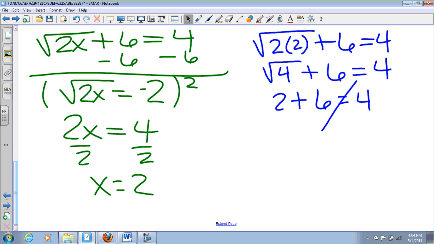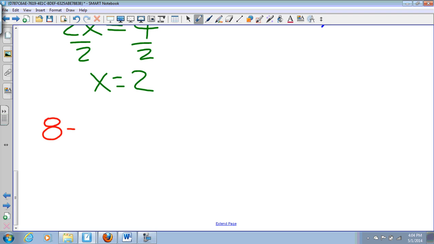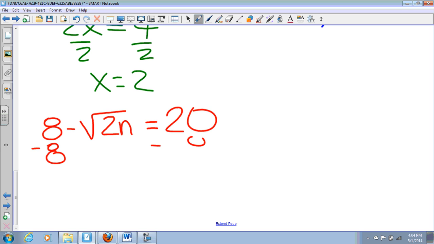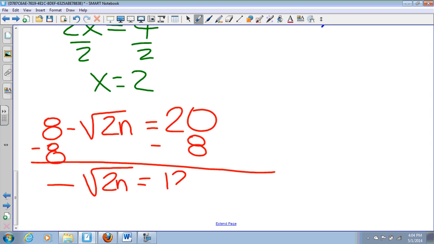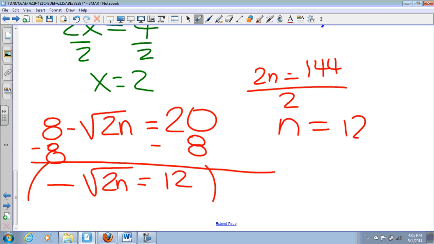We'll try one more. 8 minus the square root of 2n equals 20. Let's subtract 8 from both sides. Negative square root of 2n equals 12. Square both sides. 2n equals 144. Divide by 2. n equals 72.